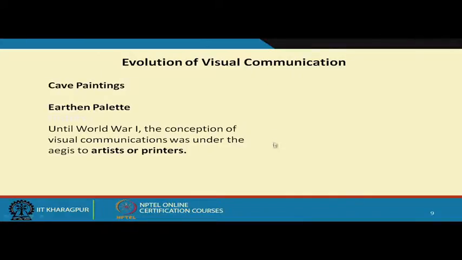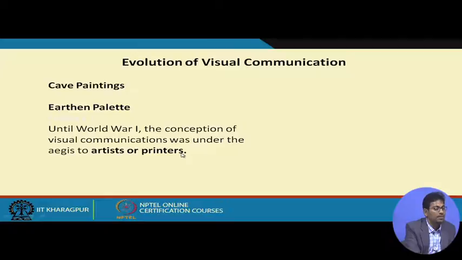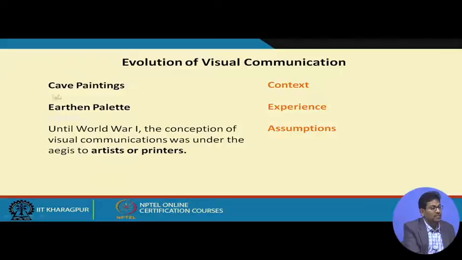Until World War I, the whole intent of visual communication was revolving around artists and painters, and with ornamentation and decoration. So if you look at the three primitive stages of visual communication, the cave paintings, then the earthen palettes, and until World War I, where artists and printers were prevalent, we see that the cave paintings were more of setting a context and a representation of that. The earthen palettes were more to do with experiences.